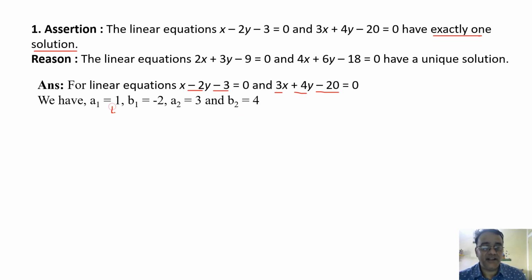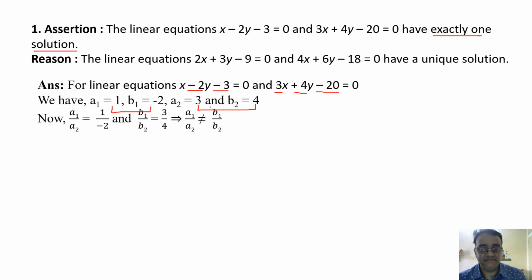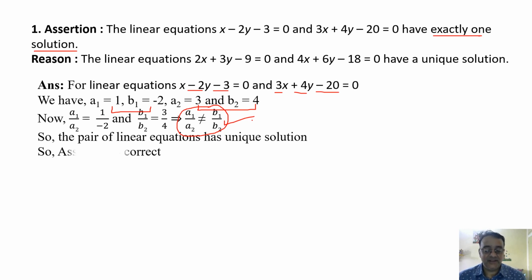Now we will find the ratio of these two. So this is 1 by minus 2 and this ratio is 3 by 4, right? So that means these two ratios are not equal. This is clear? Yes, sir. And we know that the condition for unique solution is A1 upon A2 is not equals to B1 upon B2. That means assertion is correct, right?